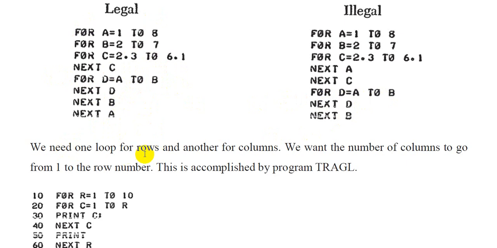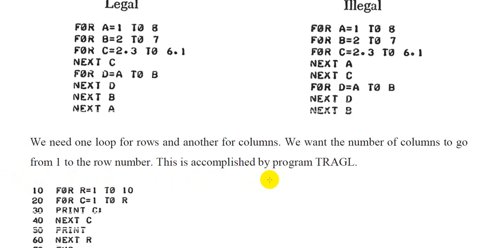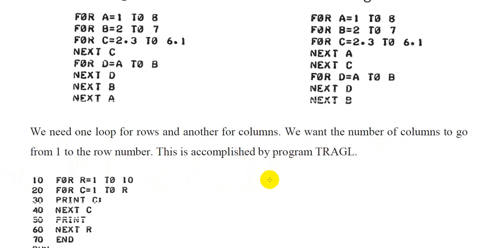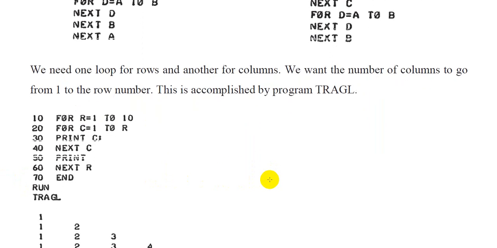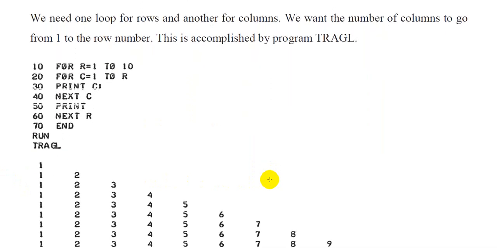We need one loop only for rows and another loop, the second loop here, exactly for columns. We want the numbers for columns to be listed from one to the row number. This is accomplished by a program, Traggle, T-R-A-G-L. The program Traggle is introduced to implement the entire source code in the form of a diagonal or informal histogram, a histogramic representation.